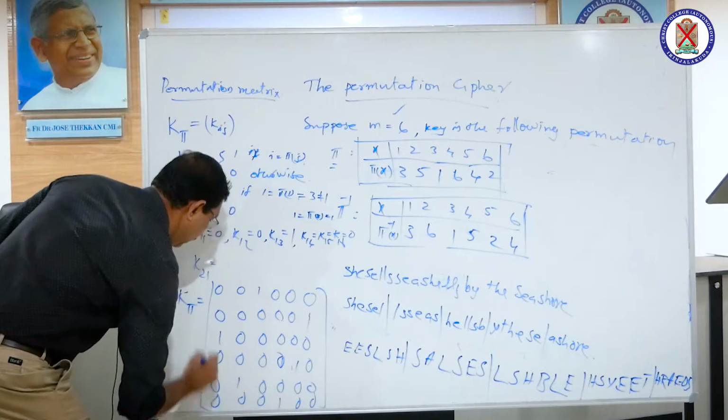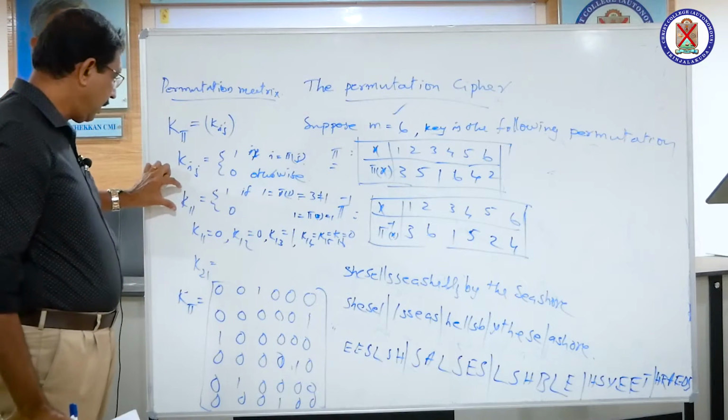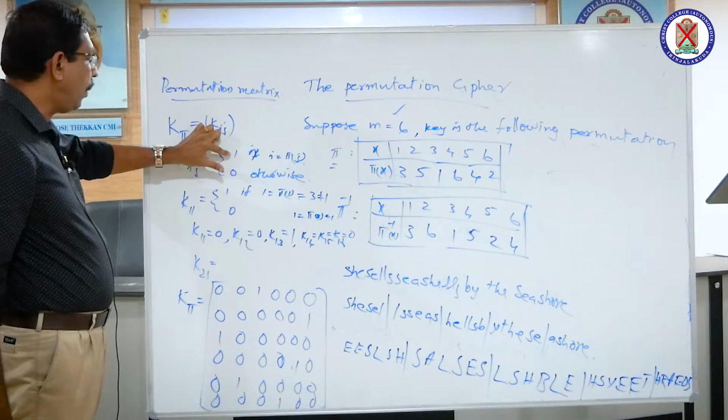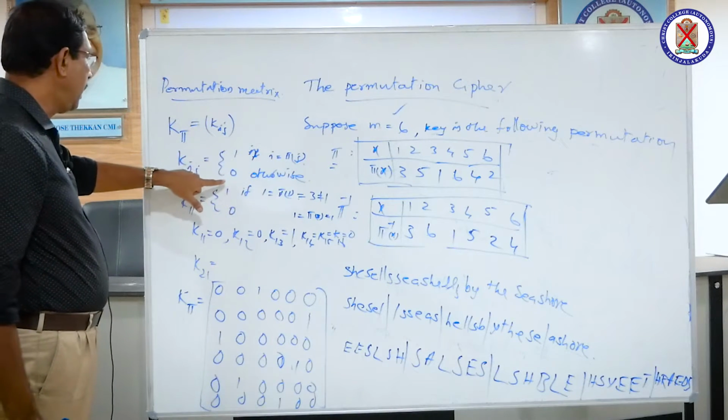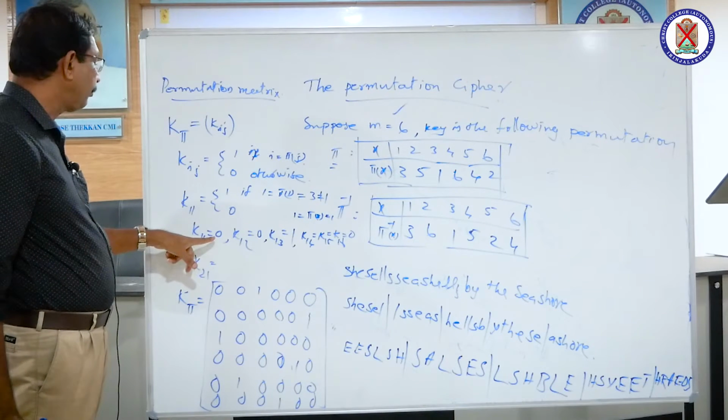Thus we got the permutation matrix K pi. It is obtained by using this rule: Kij is equal to 1 if i equals pi of j, and otherwise it will be 0. We noted that K11 equals 0.